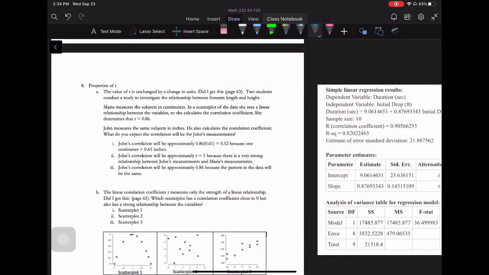Okay, our value of R is right here. It's called the correlation coefficient, and it's 0.9056625. Well, we can say it's about 0.906, and that is strong.